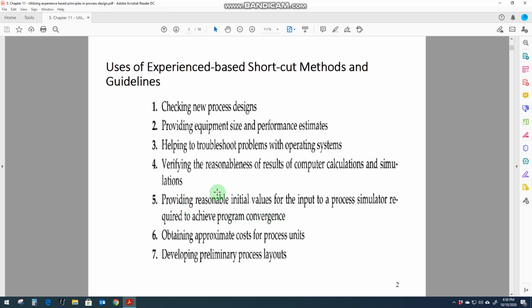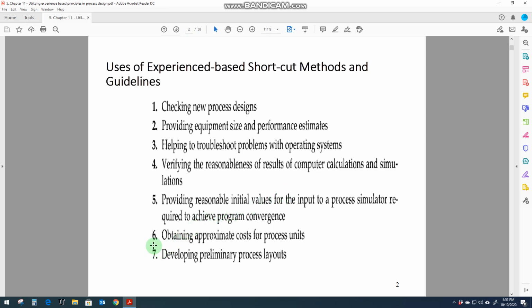Now this part is more related to the process simulator, and you know that when you run any simulator, you have to provide the initial estimates for the process streams or for the equipment, so you can get the final answer from that simulator. So what could be the starting point? We have to initially propose some of the inputs required by the simulator, so you can get some reasonable result from it. Now what should be the input value? You have to get those values from experience. Okay.